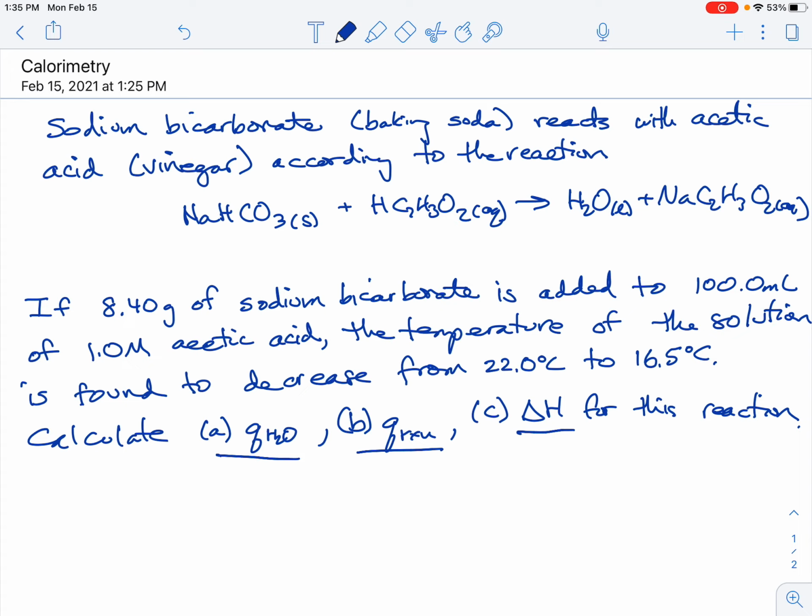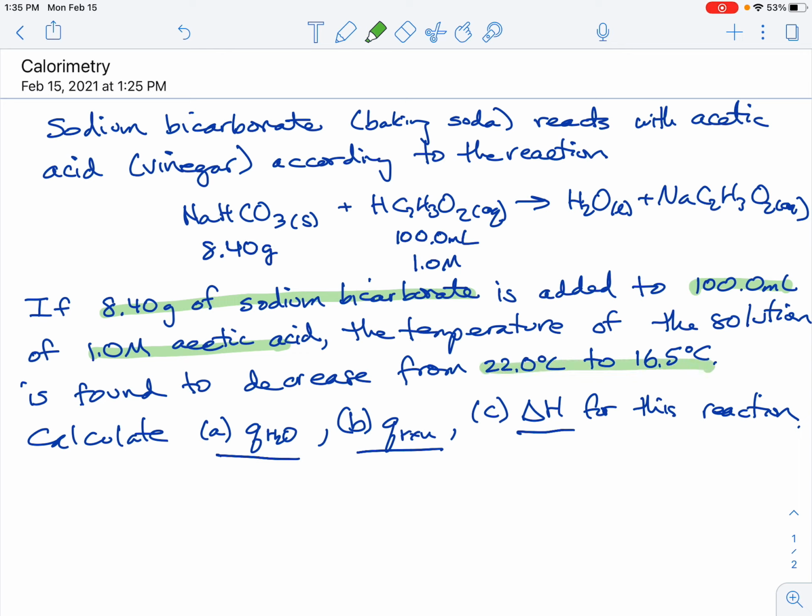All right. So with these where you have a lot of information going on, I like to reorganize the data under the reaction equation. So I've got that I have 8.4 grams of sodium bicarb. So I'm going to put that here, 8.40 grams. We also know that we have 100 milliliters of 1 molar acetic acid. So we have 100 milliliters, 1.0 molar acetic acid. And then we have this temperature information as well. I don't have anywhere particular to put it, but we'll highlight it just to be ready to go.